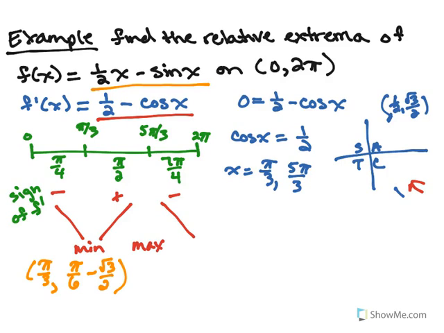Okay, my max occurs at 5 pi over 3. And when we plug that into the 1/2 x, I'm going to get 5 pi over 6. And then plus, because sine is going to be negative in this quadrant, quadrant 4, we're going to get plus the square root of 3 over 2 from the minus and negative.